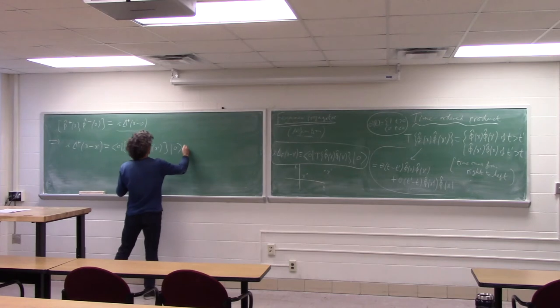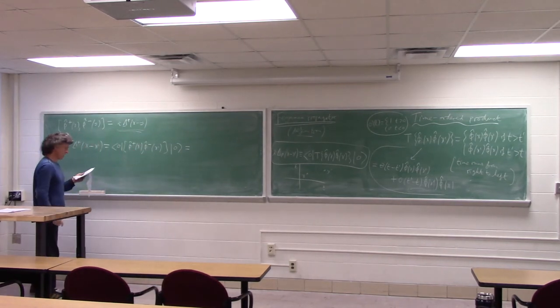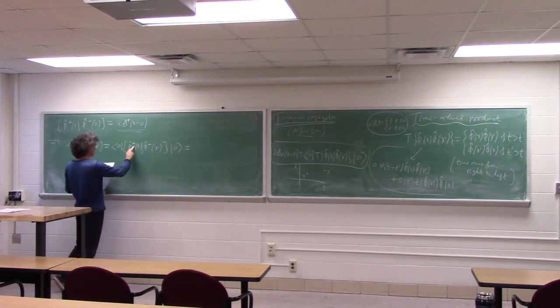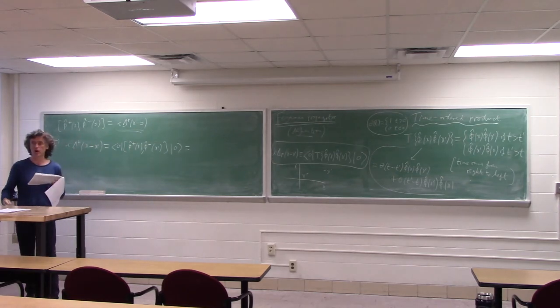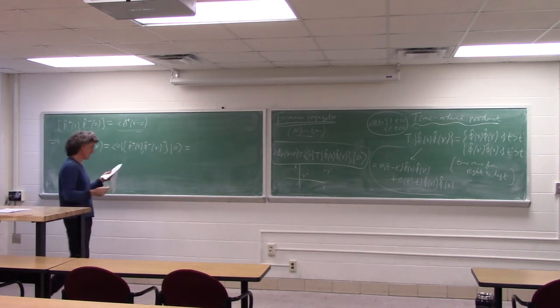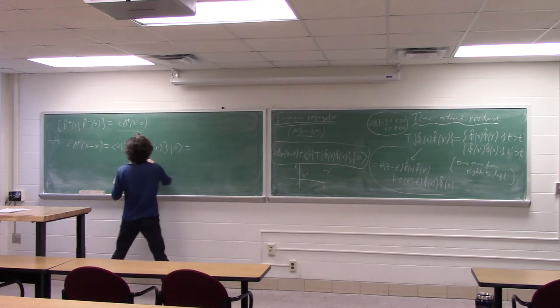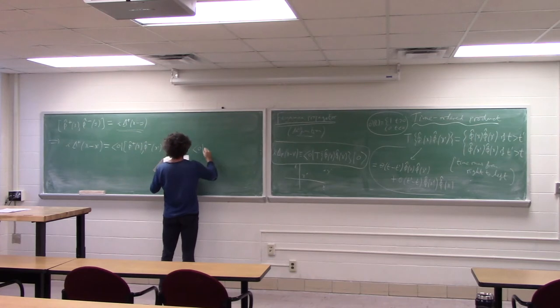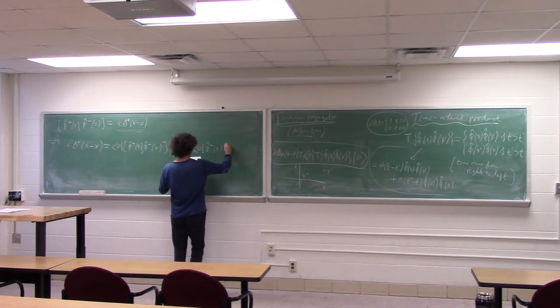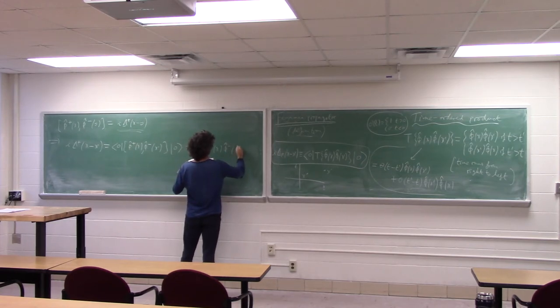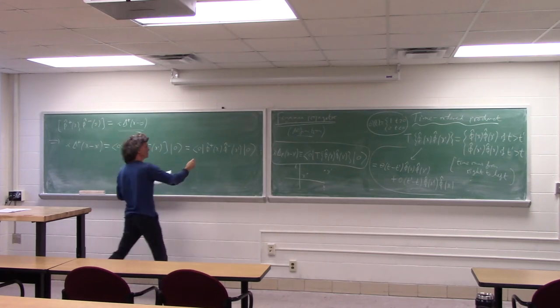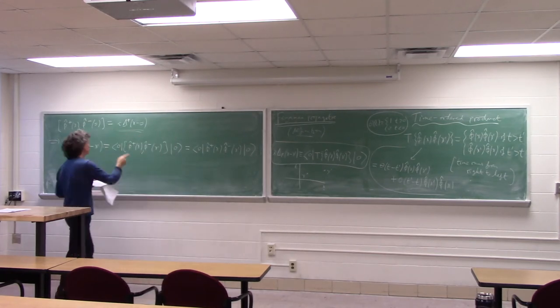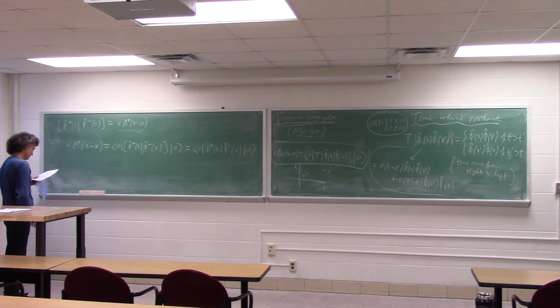Now, if I write out that commutator, and I remember that phi plus contains annihilation operators only, and annihilation operators annihilate the vacuum, so it's only the first term in the commutator that contributes. So, in fact, I have the following. This is true. Just the vacuum expectation value of this product is equal to that function.